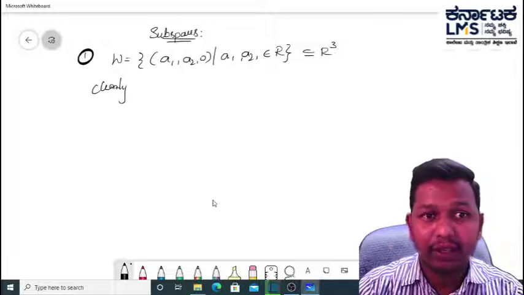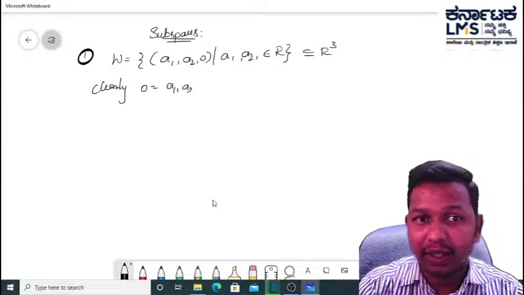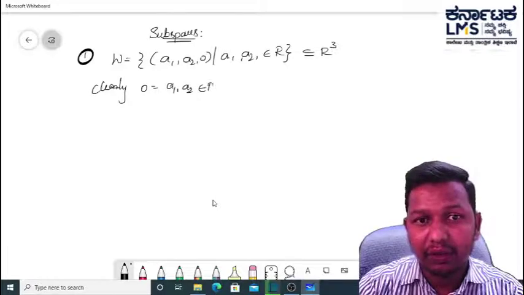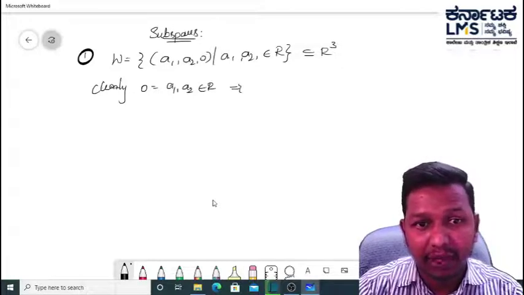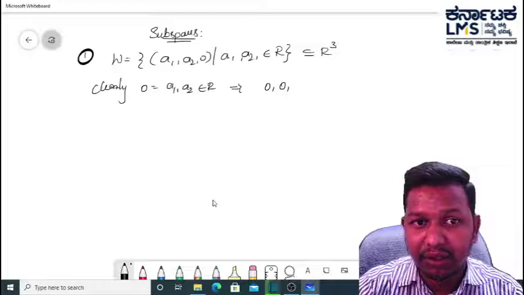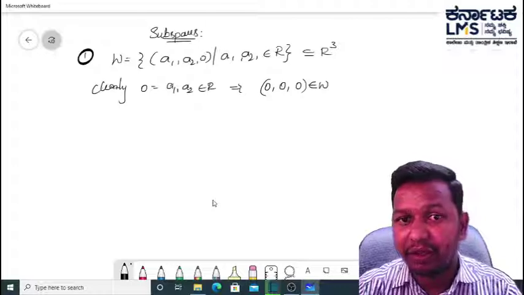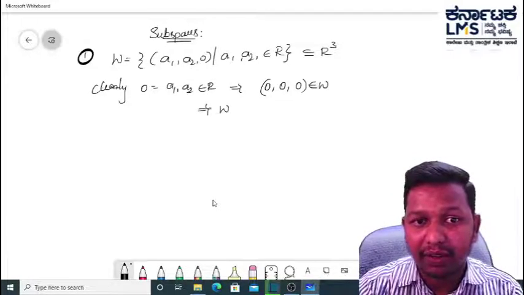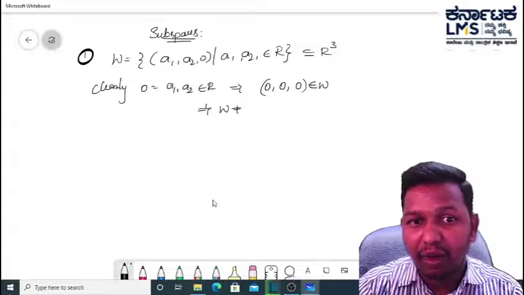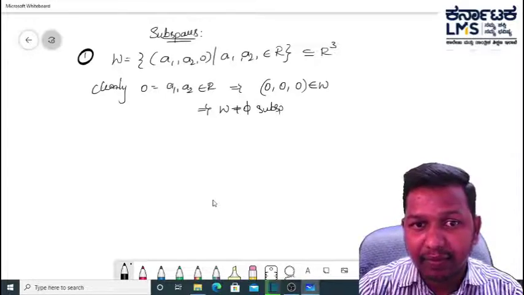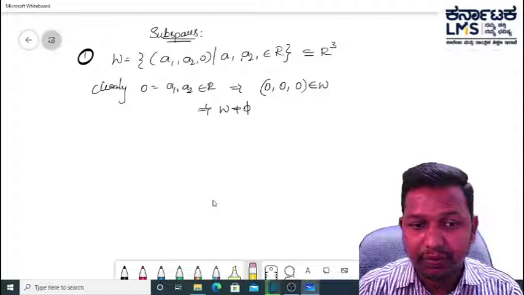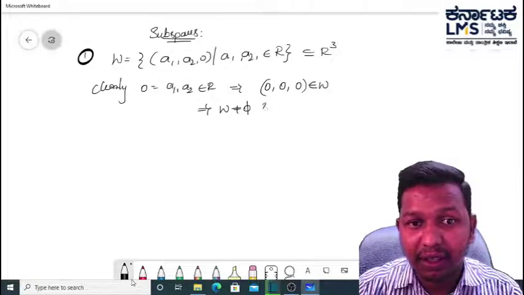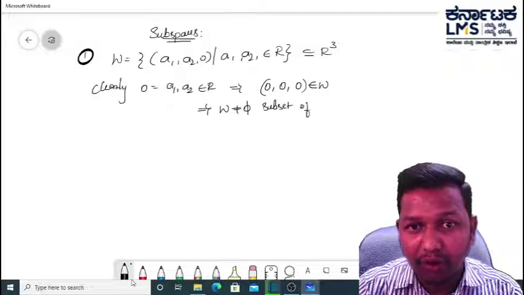Clearly, 0 equals (a1, a2) belongs to R. Suppose a1 and a2 we take as 0, which implies that (0, 0, 0) belongs to W. So (0, 0, 0) belongs to W, which implies that W is a non-empty subset of R3.